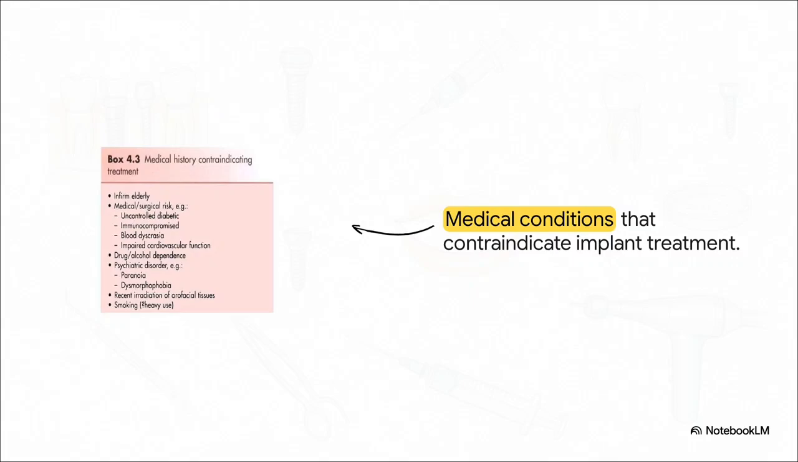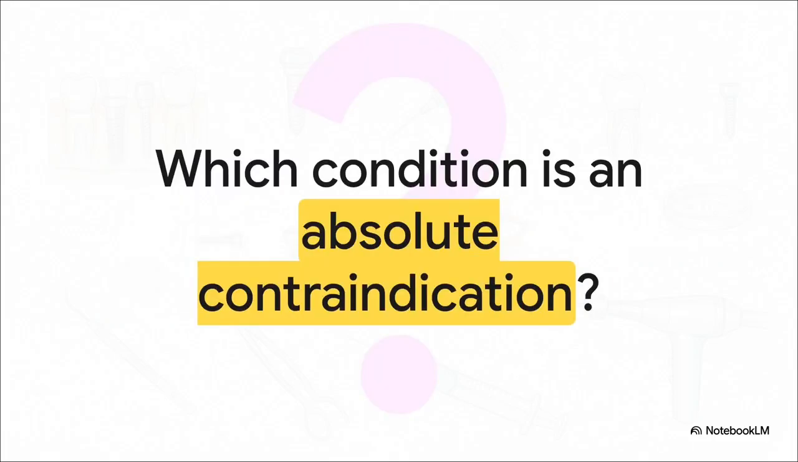You've got to catch these early because the slickest surgical technique in the world won't save you from a systemic failure to heal. So how might a multiple-choice question try to trip you up here? Well, test writers love mixing relative risks like, say, heavy smoking, with absolute do-not-pass-go stop signs. For example, if you see recent irradiation of orofacial tissues on your exam, that is a massive glowing red stop sign. That tissue is severely compromised, and putting an implant there is just asking for failure. You have to recognize the difference between a condition you can manage and an absolute contraindication.